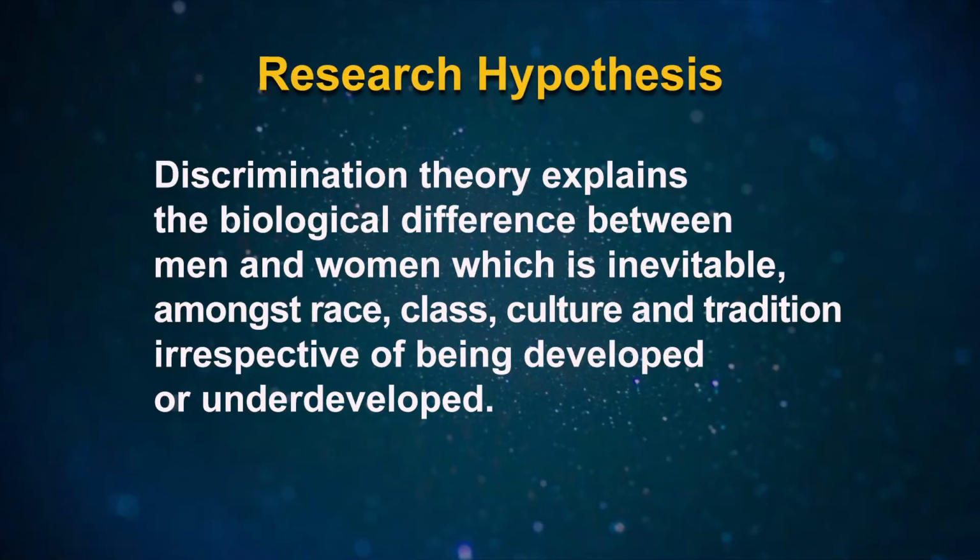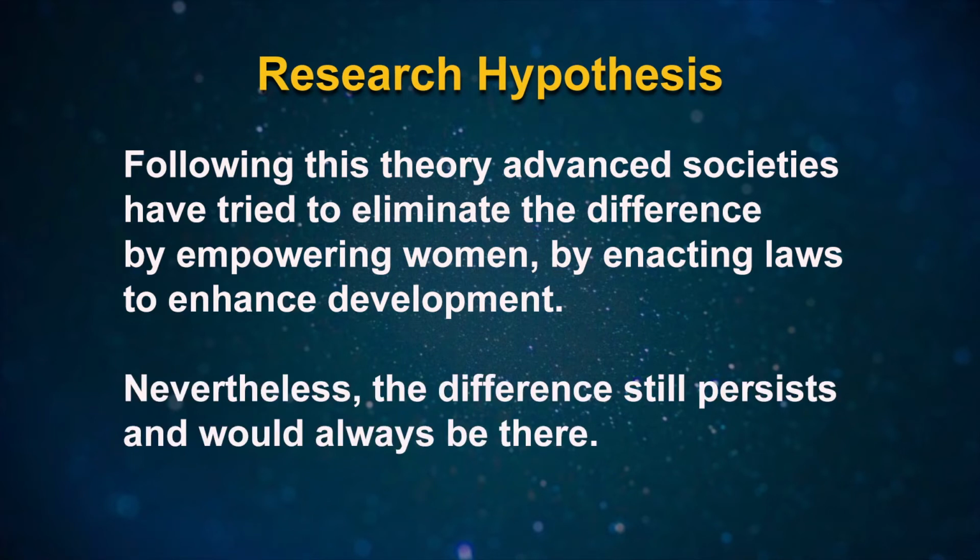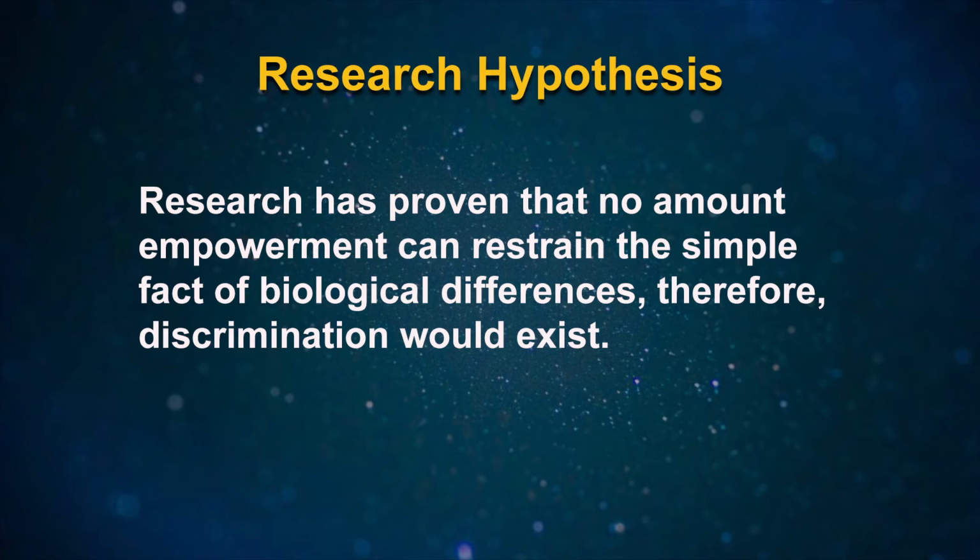Similarly, there are numerous theories which explain the phenomenon of sex discrimination against women at work. Discrimination theory explains the biological difference between men and women which is inevitable amongst race, class, culture and tradition irrespective of being developed or underdeveloped. Following this theory, advanced societies have tried to eliminate the difference by empowering women by enacting laws to enhance development. Nevertheless, the difference still persists and would always be there. Research has proven that no amount of empowerment can restrain the simple fact of biological differences, therefore, discrimination would exist.